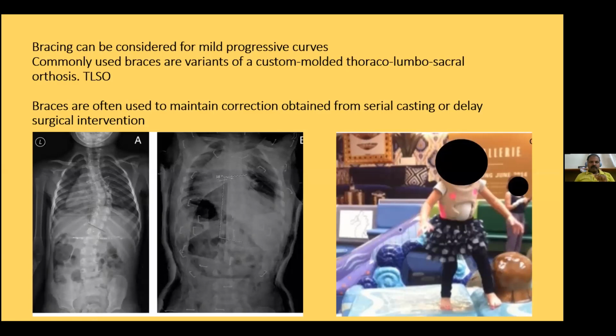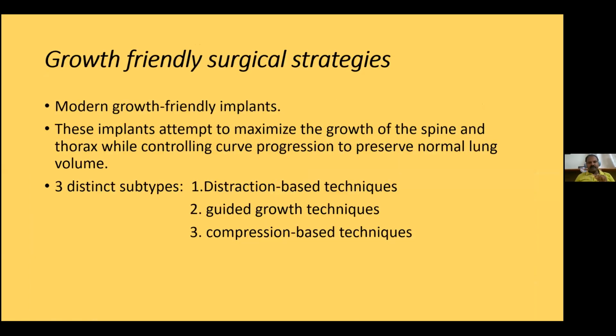So growth-friendly techniques came into vogue because of the modern implants, we should say. And these implants attempt, this is the goal we had in the previous slides, to maximize the growth while controlling the curve progression as well, by which you preserve the normal lung volume as well. So growth-friendly techniques, we divide them into 3 techniques. One is distraction-based techniques. Number 2 is growth-guided techniques. 3 is compression-based techniques. We'll see one by one.